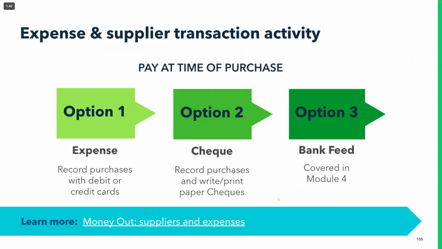So you've got three options to pay at time of purchase. In QuickBooks, you can either record it directly as an expense, and usually that's when you're using a debit or credit card. Maybe you're going to write a check, which is different than paying a bill by check. So this is when you're going to record purchases because you're going to write or print a paper check all in one step, and it does have some very specific applications. Okay?